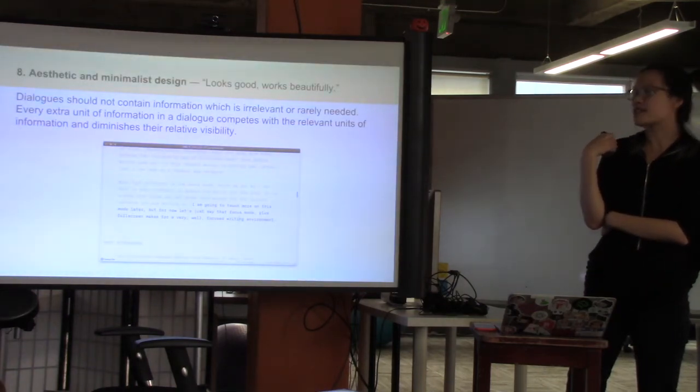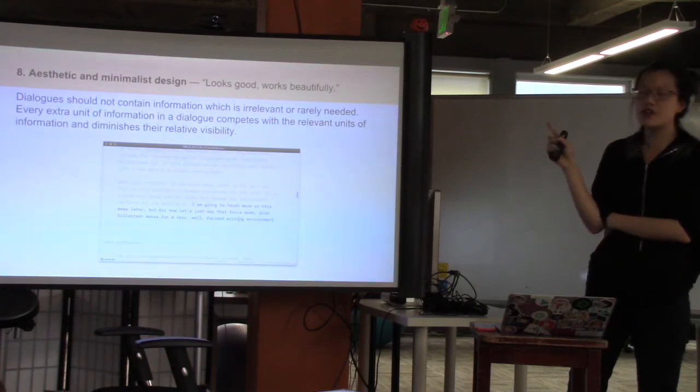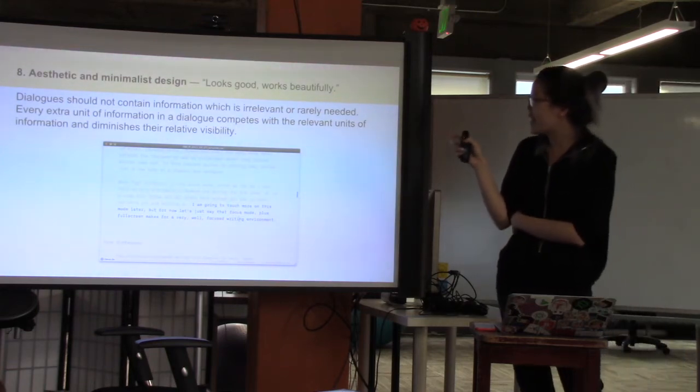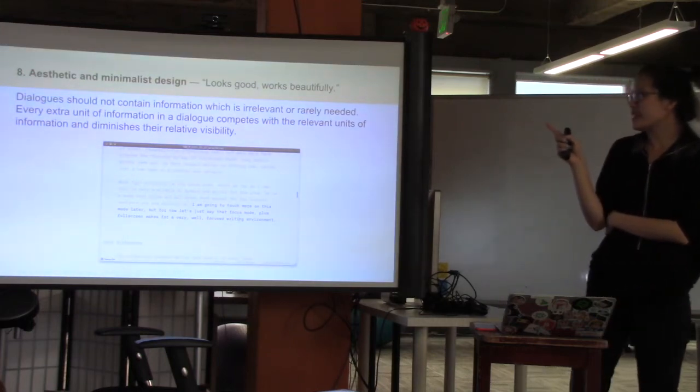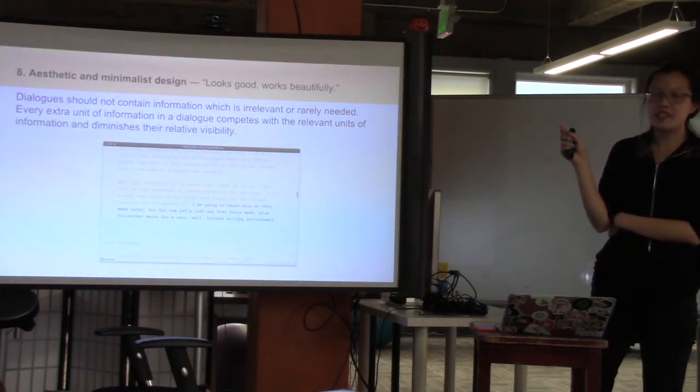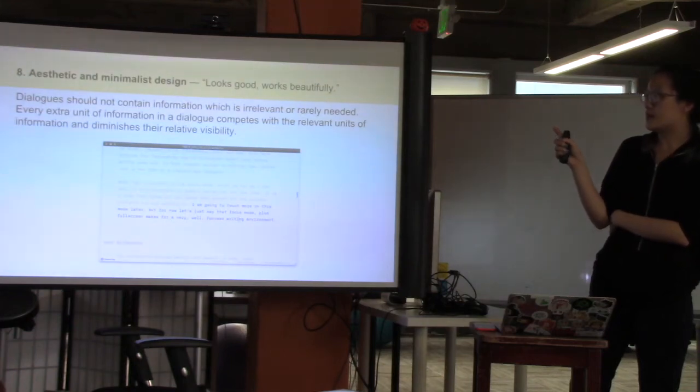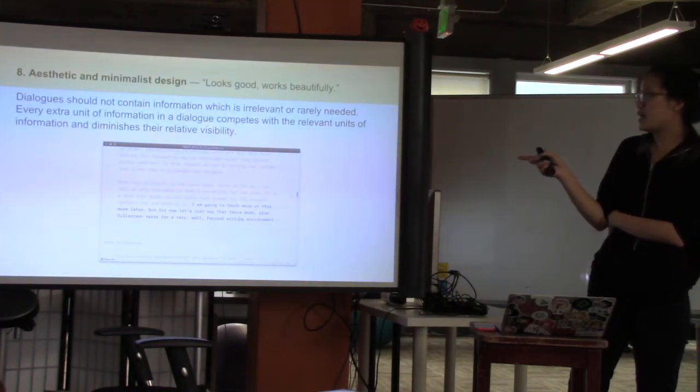The eighth one, this is where I start getting the visual stuff. This is the only visual thing, really. Aesthetics and minimal design. So basically the keep it simple rule, only show what you need. This is the iA Writer app, where it just focuses on writing.